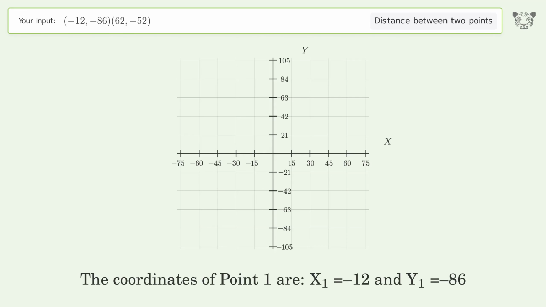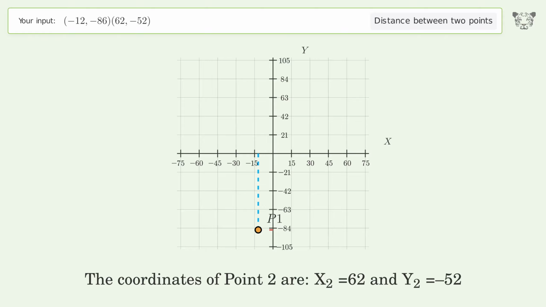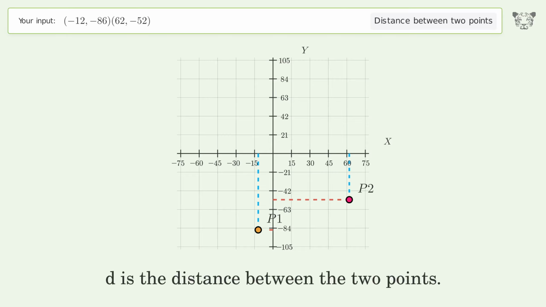The coordinates of point 1 are x1 equals -12 and y1 equals -86. The coordinates of point 2 are x2 equals 62 and y2 equals -52. D is the distance between the 2 points.